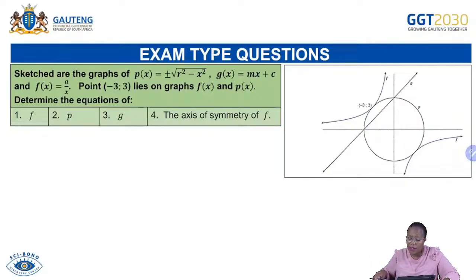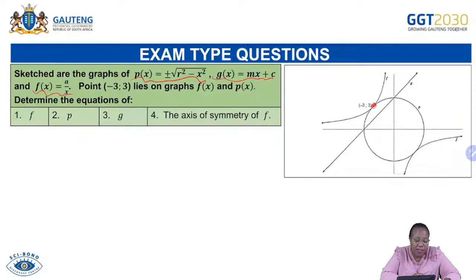So here we are having a circle, a hyperbola, and the straight line, a combination of 3 graphs. This is from the June paper this year, technical math. Sketched are the graphs of p at x, a full circle, and then g at x, a straight line, and then this one is an exponential graph. And then the hyperbola and the circle, they are sharing that point minus 3 and 3.